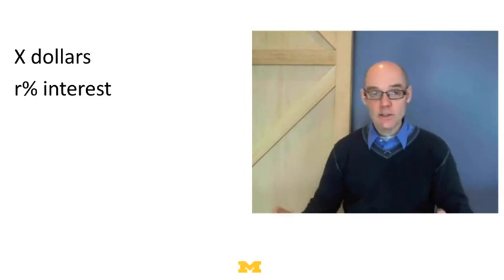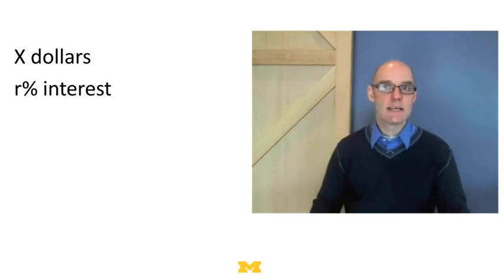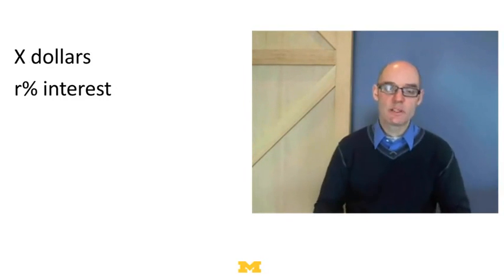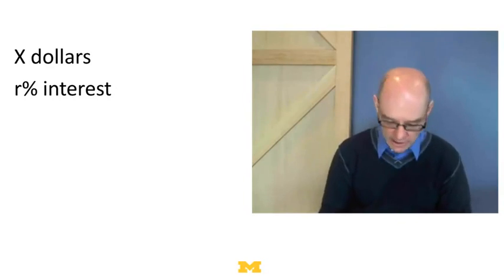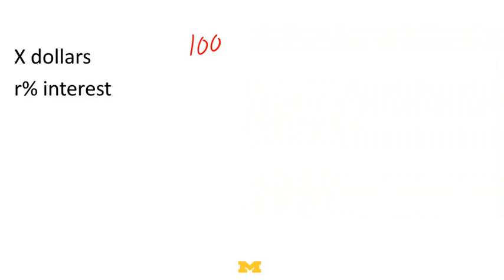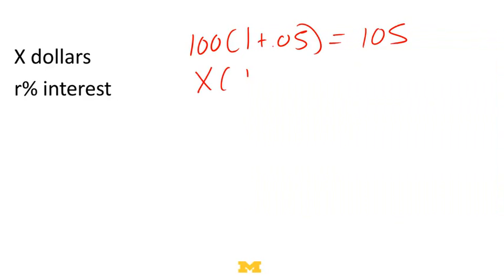So let's start with basic accounting 101. You put some money in the bank. Let's suppose you've got X dollars and you put it in the bank at R% interest. How much do you get? Well, let's suppose you've got $100 and you get 5% interest. At the end of the next year, you're going to get $105, right? Because the general formula is you just take X times 1 plus the interest rate. So that's the general formula. If I put $100 in the bank at 5%, I'll get 105 back.